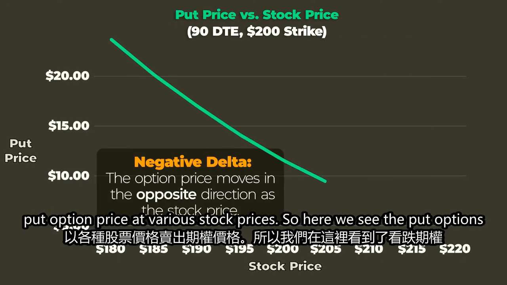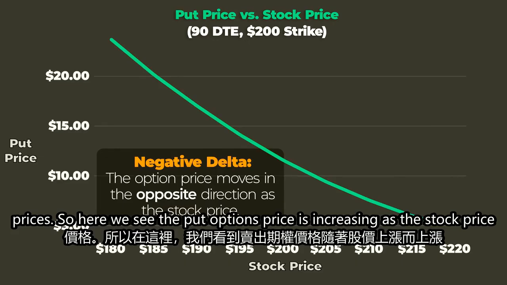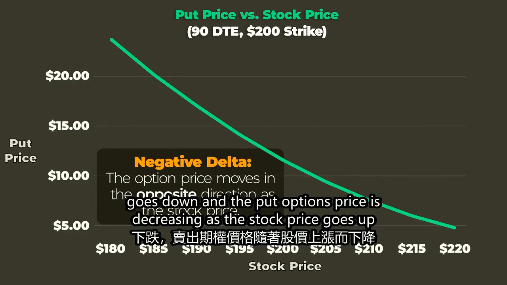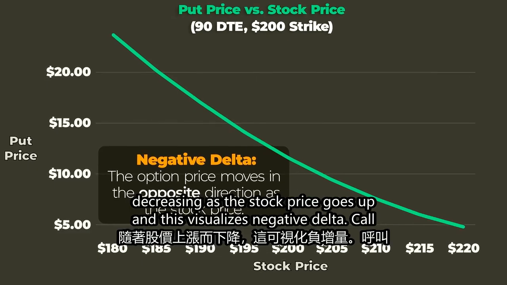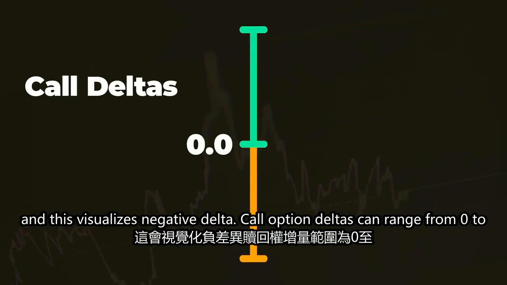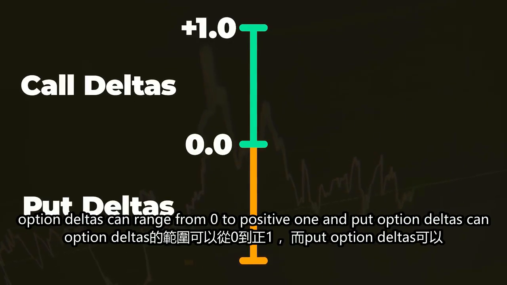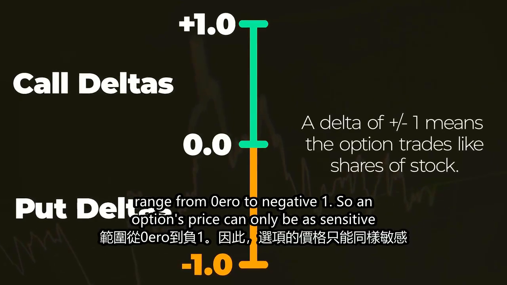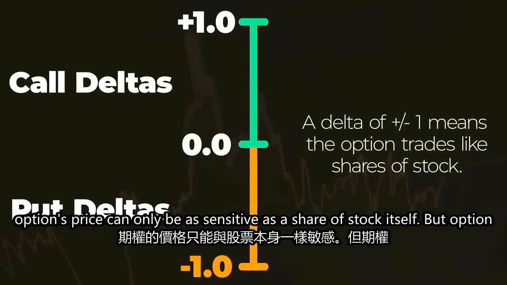So here we see the put option's price is increasing as the stock price goes down, and the put option's price is decreasing as the stock price goes up. And this visualizes negative delta. Call option deltas can range from 0 to positive 1, and put option deltas can range from 0 to negative 1. So an option's price can only be as sensitive as a share of stock itself.